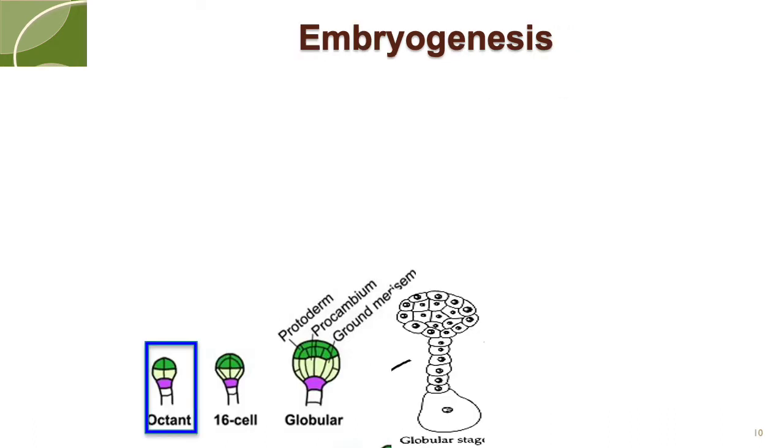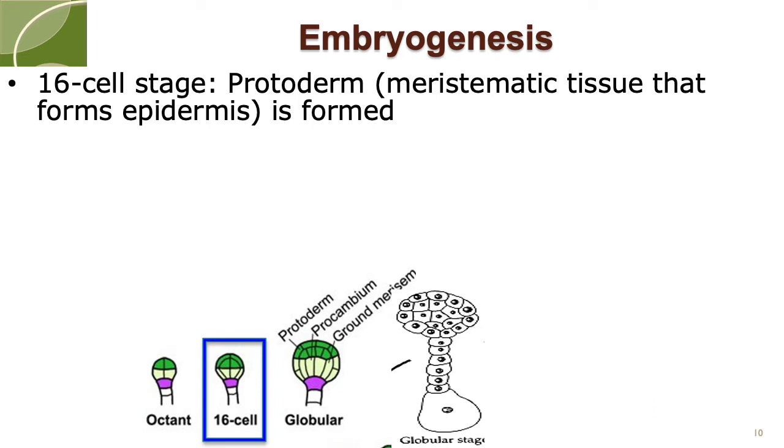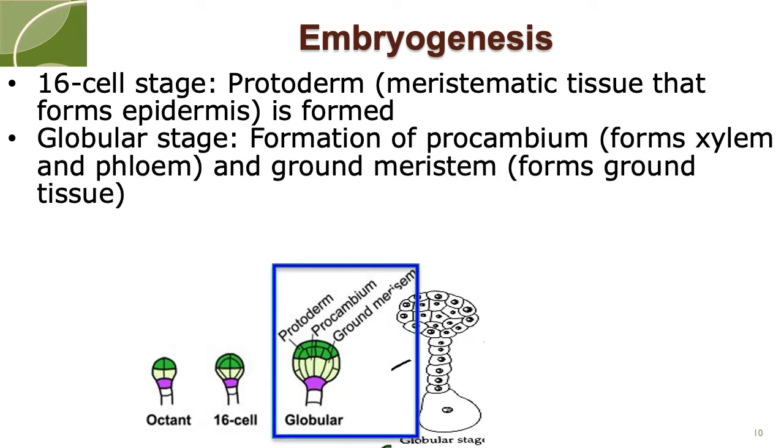To continue the process of embryogenesis, we come all the way to this 8-cell stage where we're able to see those 4 domains. Then we come to the 16-cell stage. In the 16-cell stage, the embryo has more cells, but one of the key features is the formation of a structure called the protoderm. And the protoderm is a meristematic tissue that forms the epidermis, or one of the outer layers of the plant.